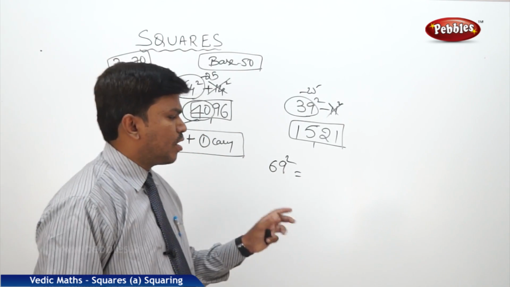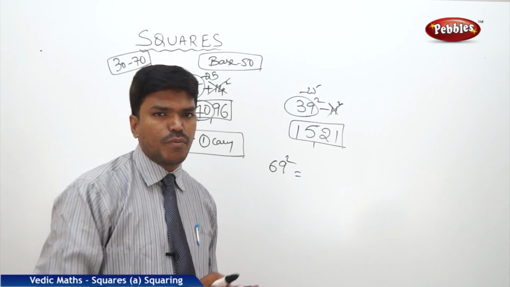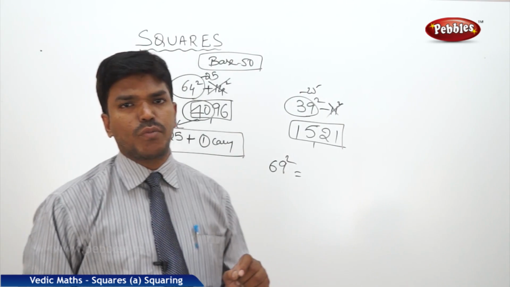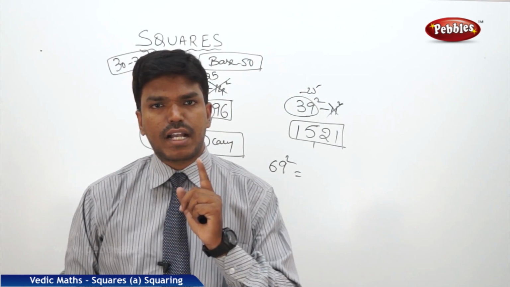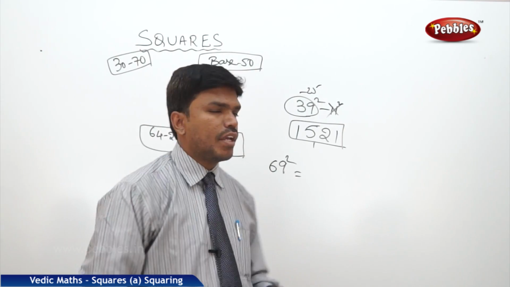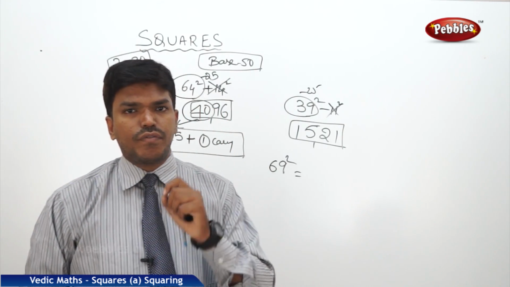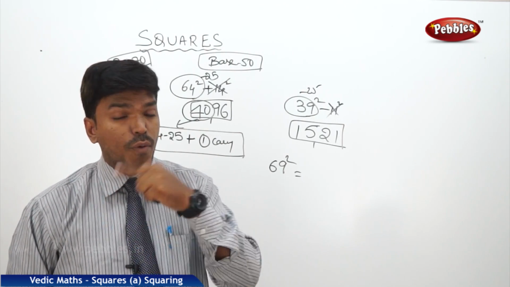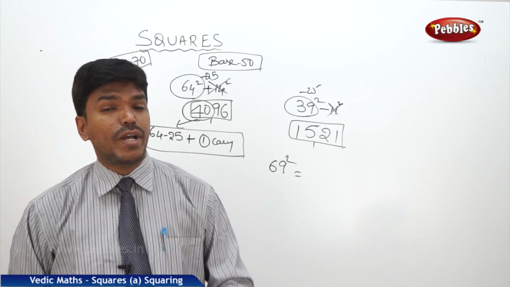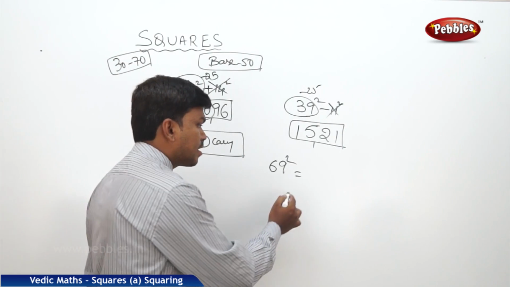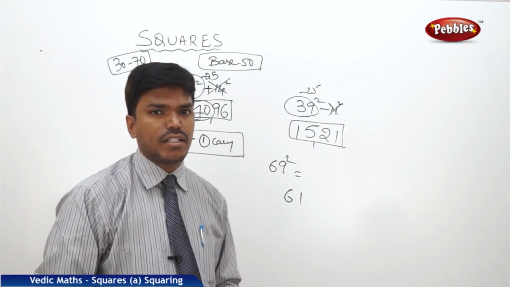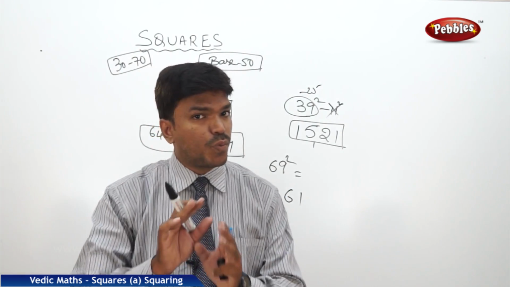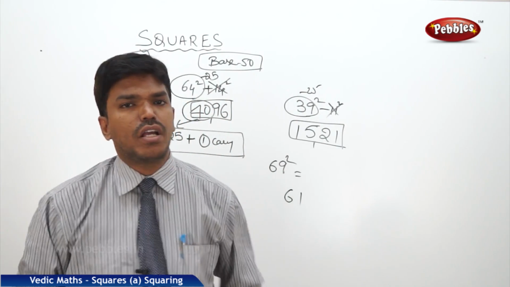Similarly, suppose I need 69 square. This time I don't write anything on the board. I will directly put the answer on the board, just by mind calculation. 69. If you compare with the base 50, is it more or less? More. So you need to add. Remember, it is plus. How much more? 19. What is 19 square? 361. So I am writing 61 and carrying 3 in the mind.